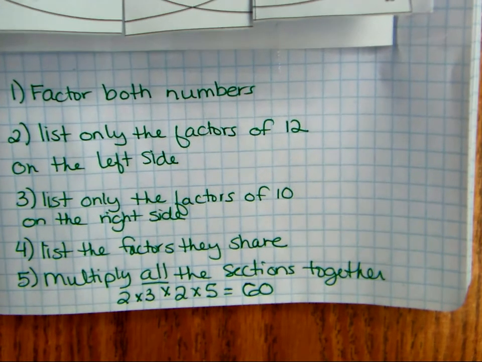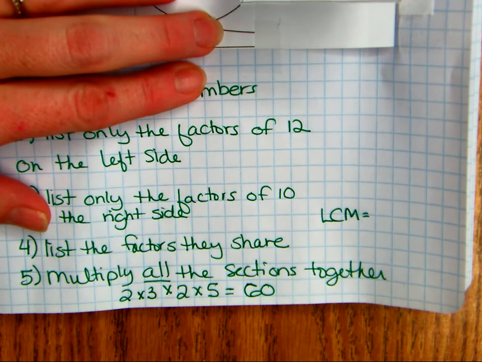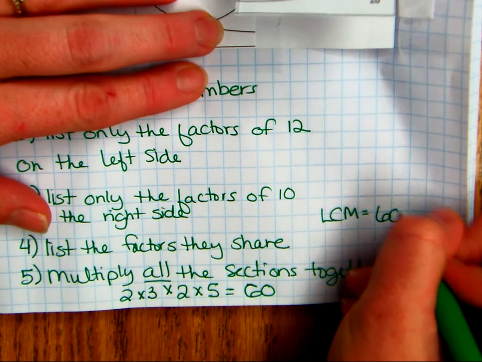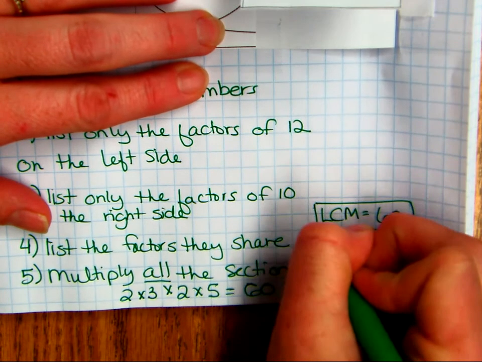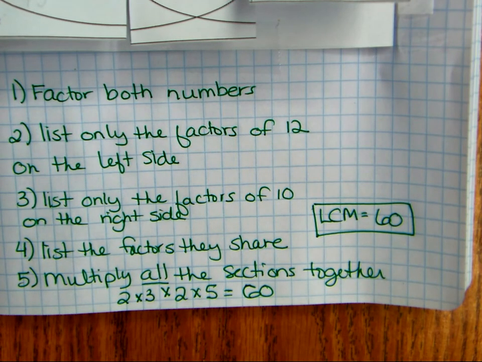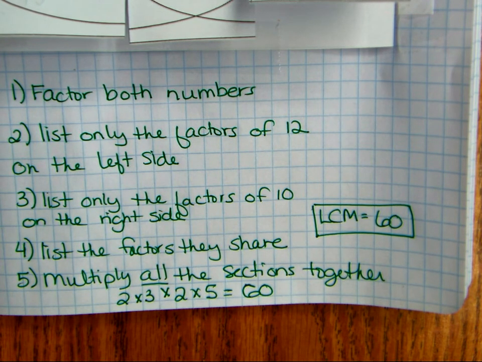So your least common multiple of 12 and 10 is 60. It's the number that if you multiply both numbers out, they both match up with that, it is the same. Okay, so let's do some more practicing.